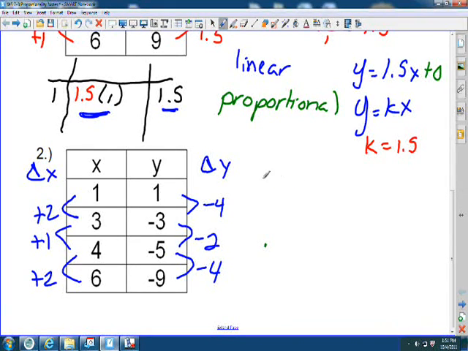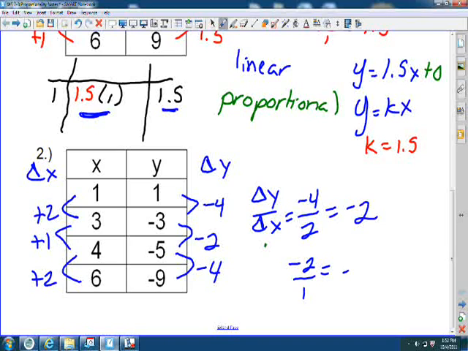Okay, first thing you want to do, delta y over delta x. I get negative 4 divided by this number over here, which is 2. Negative 4 divided by 2 is negative 2. The next one, negative 2 over 1 is negative 2. Okay, since these are the same, it is linear.